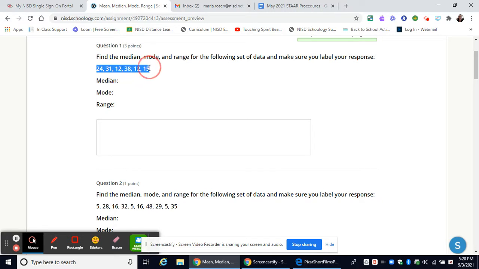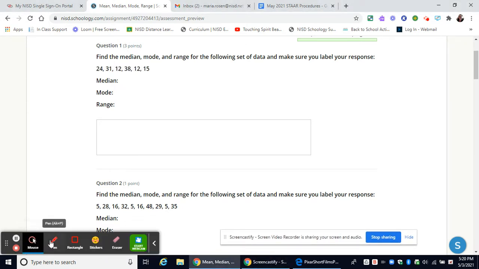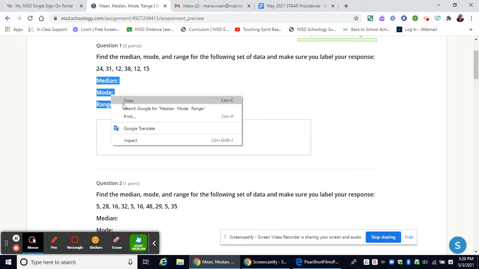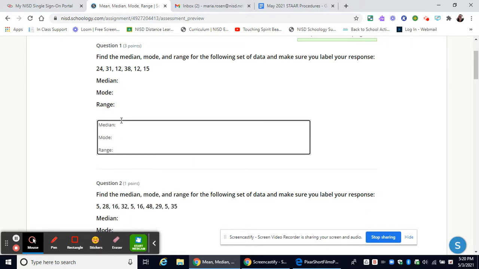Okay. There's your data. Let me move this over here a little bit more. To make it easier on yourself, take this, highlight it, and then right click on it. You're going to copy it and put it in here. And when you find that information, you're just going to enter whatever the median is. So let's look at the mode, okay?